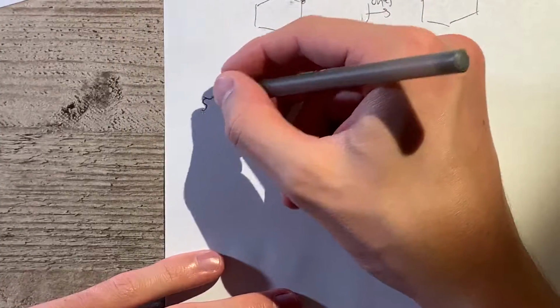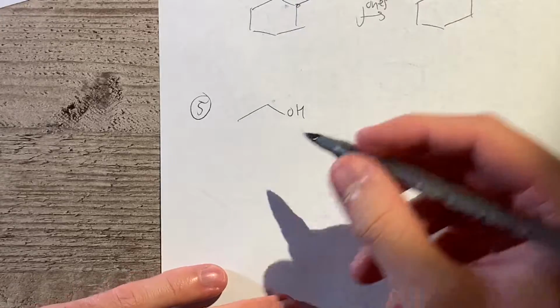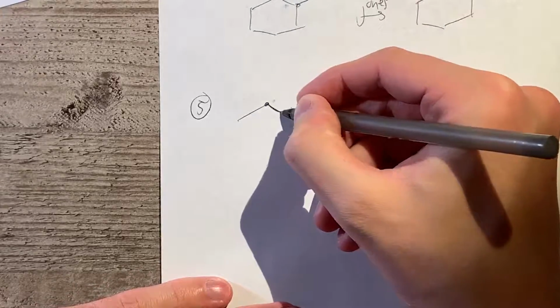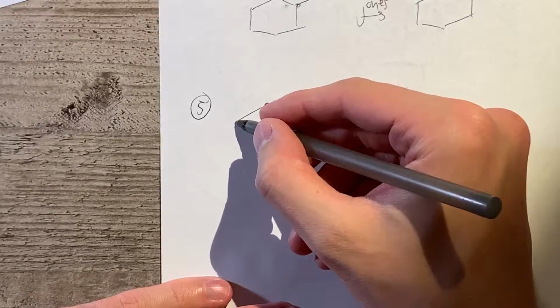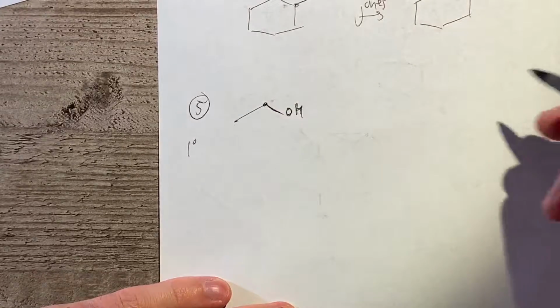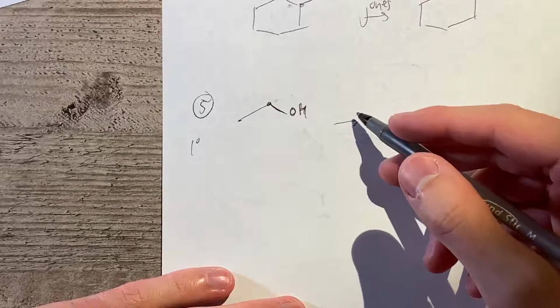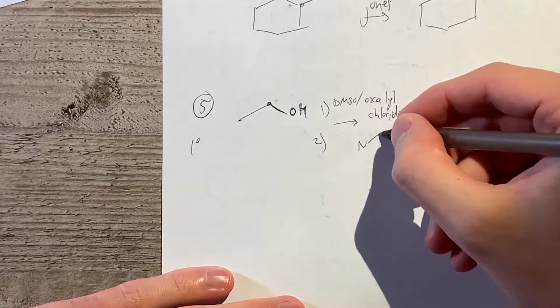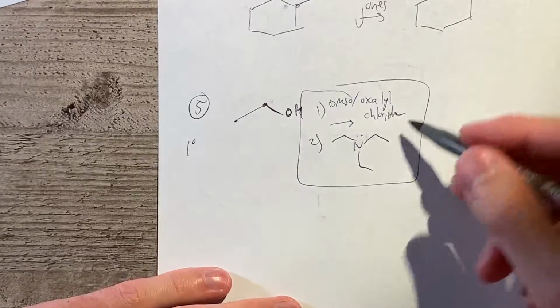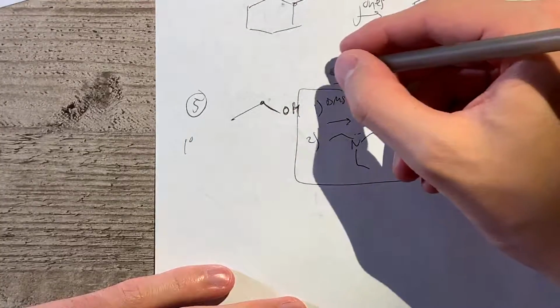Let's go number 5. So what kind of alcohol is that? That's primary. Because this carbon that the alcohol is connected to is connected to one other carbon. So this one other carbon means primary. So what I have written here is DMSO, oxalyl chloride, step 1, and then step 2 is this thing. And this step here represents the Swern oxidation.